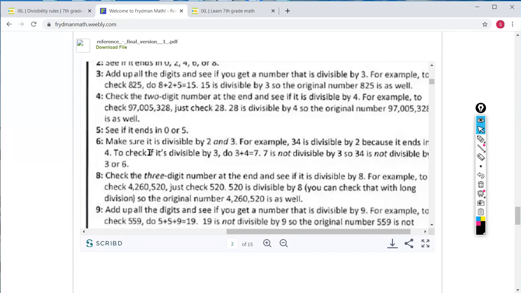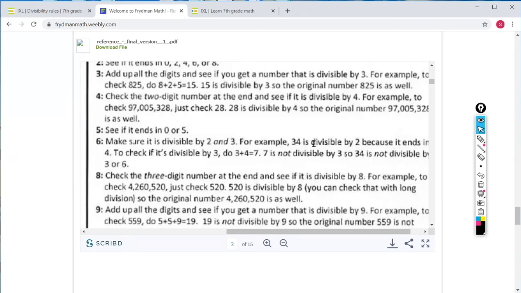So let's look at this example over here. For example, 34. So what if I wanted to see if the number 34 is divisible by 6? Does 6 go nicely into 34? Hopefully, if you know your times tables, then you know that it doesn't. But let's just also use this rule to check. The rule says we have to make sure that it's divisible by 2 and 3.